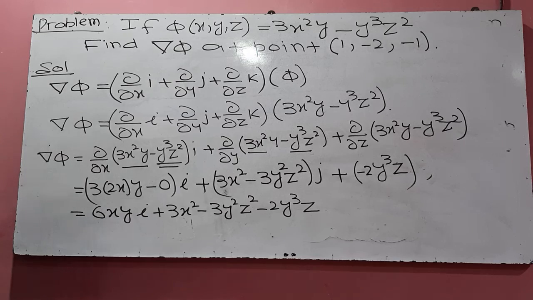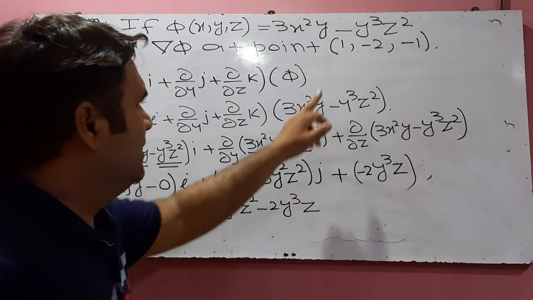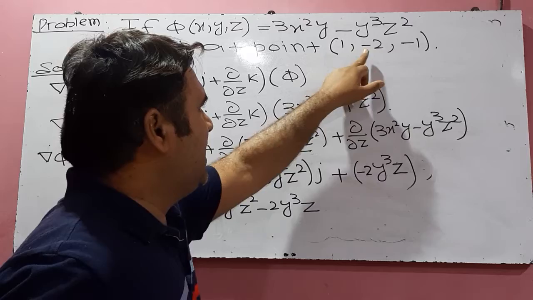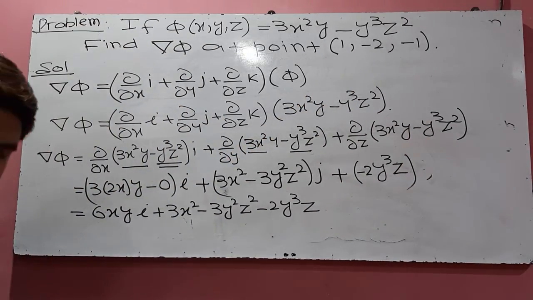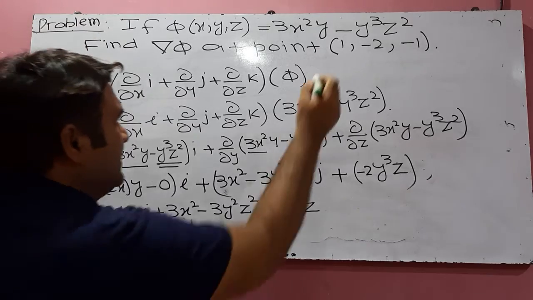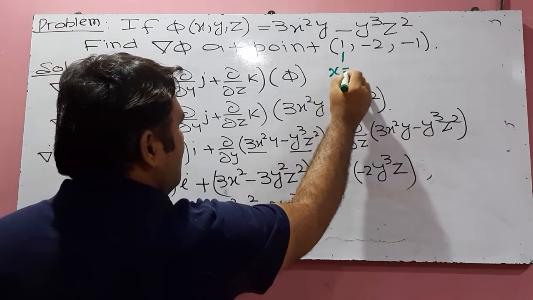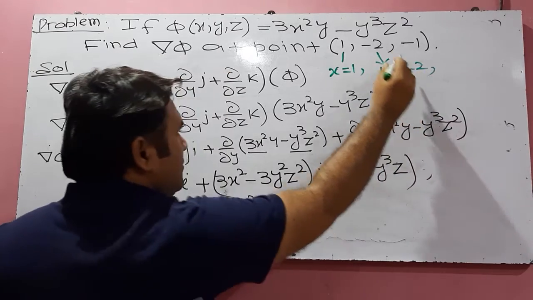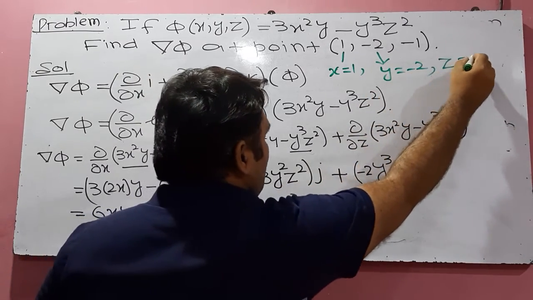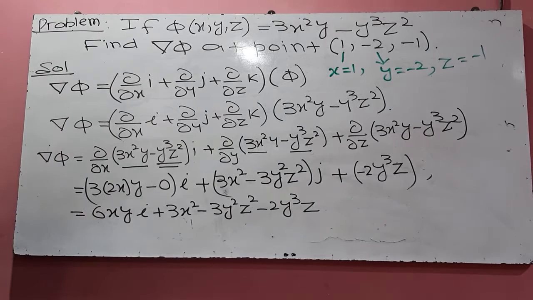Now finally we insert the values which are given: 1, minus 2 and minus 1. So here x is equal to 1, y is equal to minus 2 and z is equal to minus 1. In this equation, we put the values of x equal to 1, y equal to minus 2 and z equal to minus 1.